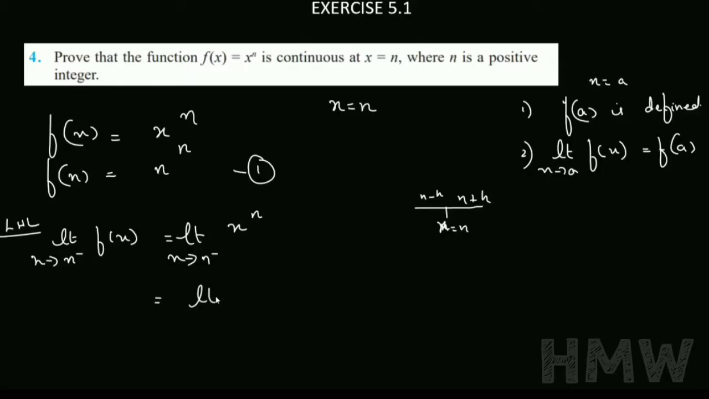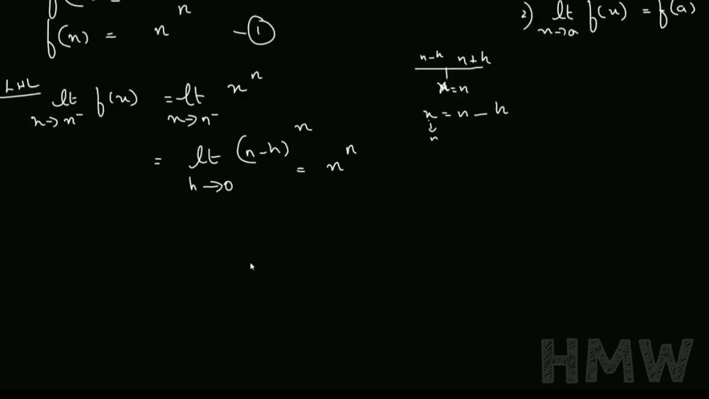So when x tends to n, this is your x is n minus h. When x approaches n, h tends to 0, isn't it? So h tends to 0. You replace x as n minus h, so n minus h the whole power n. Substitute h is equal to 0, you get n power n. So this is the left hand limit.